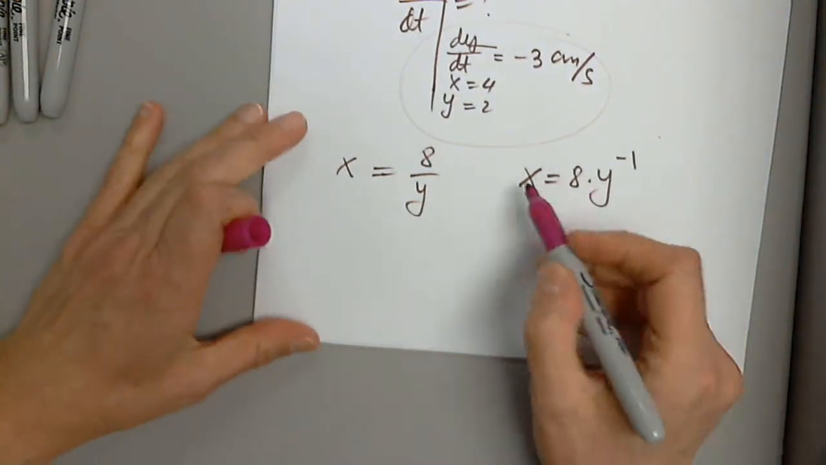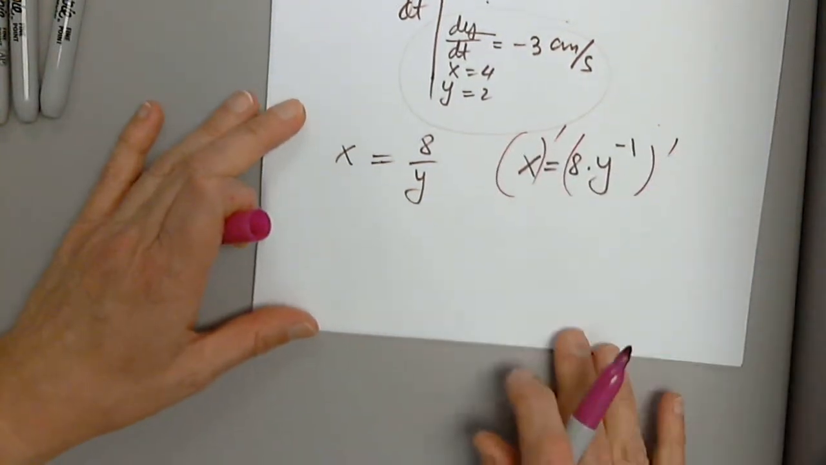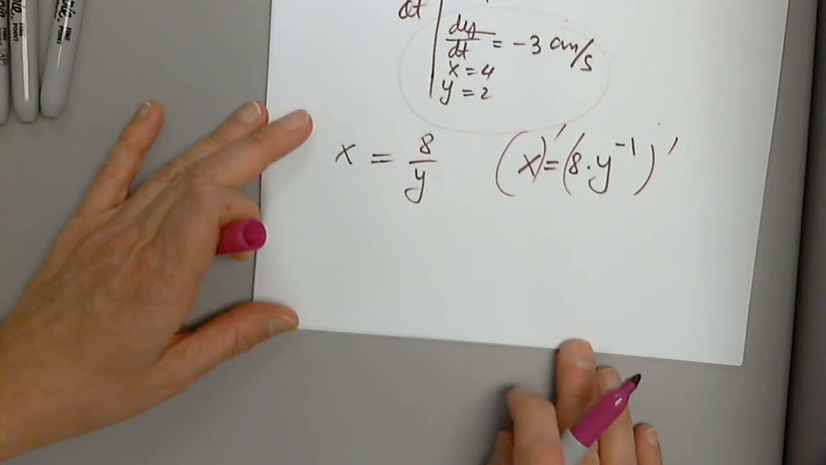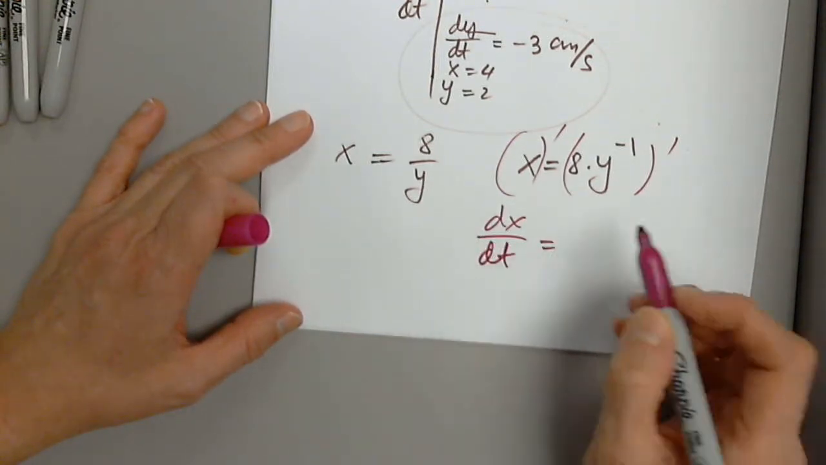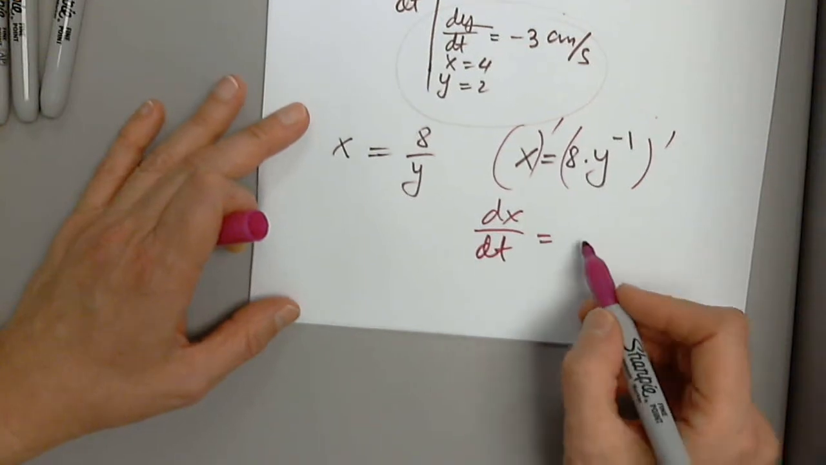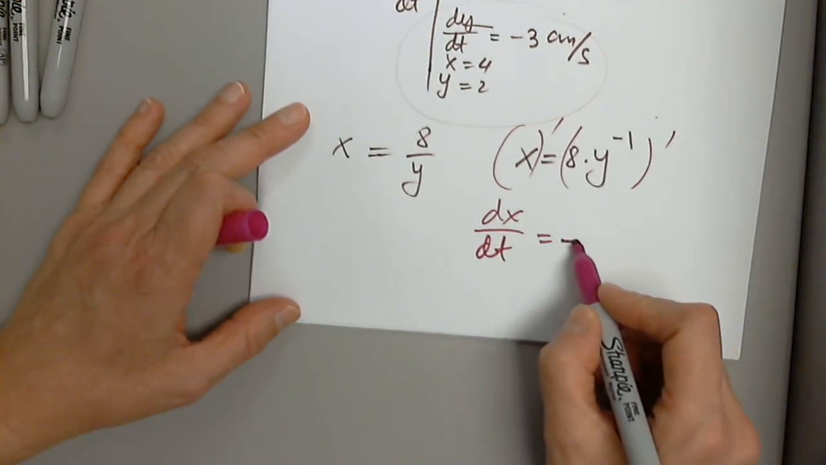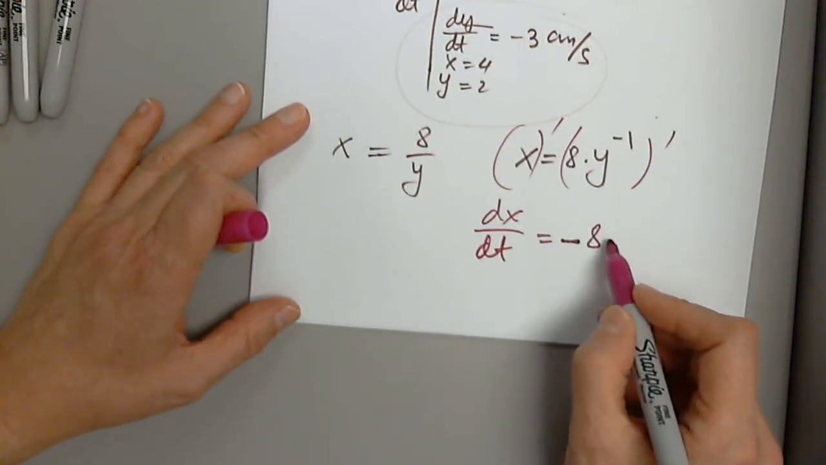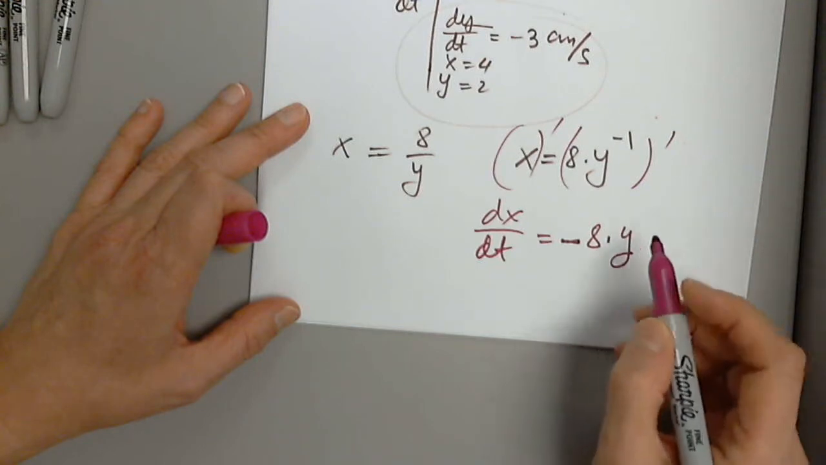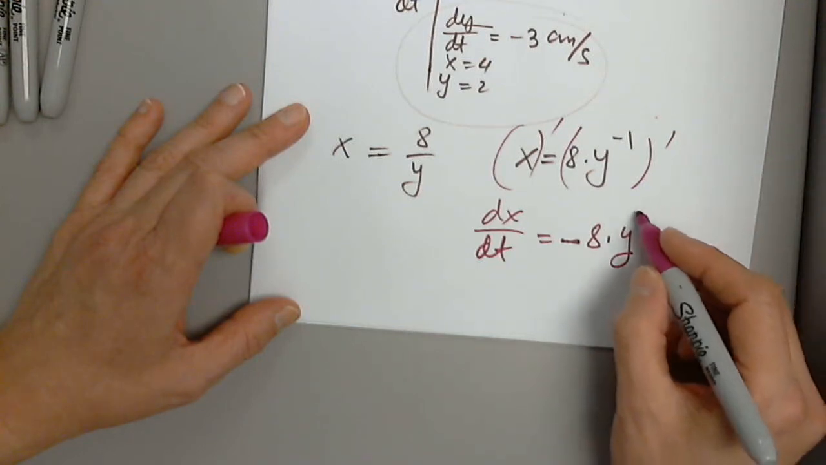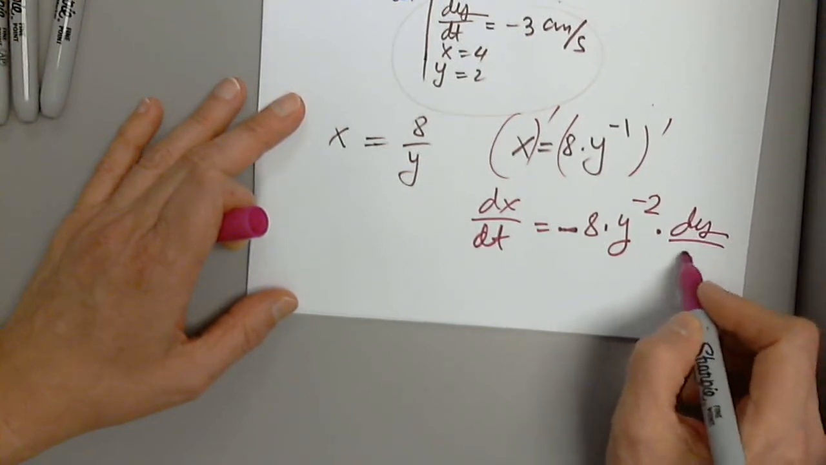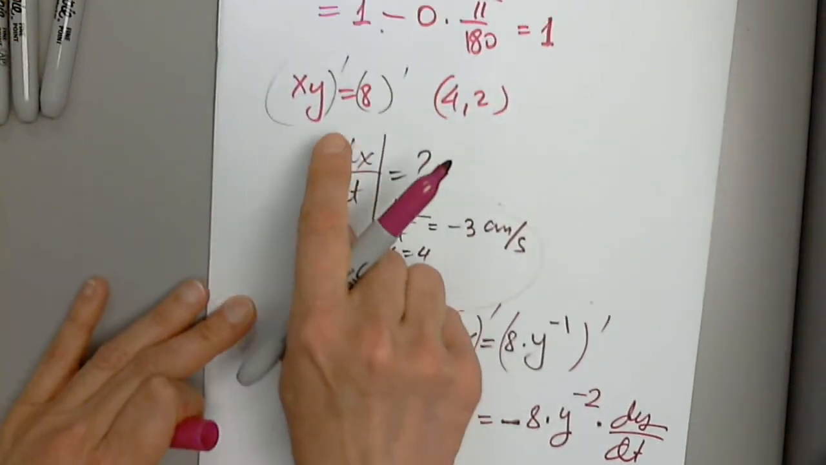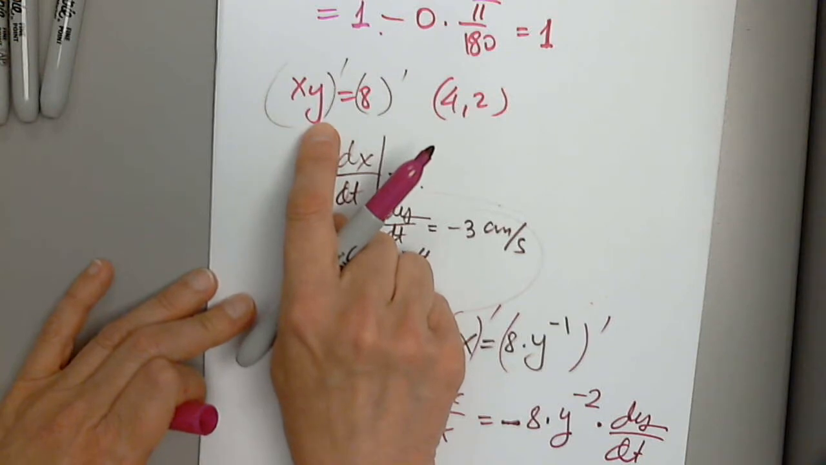Okay, so then we differentiate the left and we differentiate the right. What do we get on the left-hand side? dx over dt. Indeed. What do we get on the right-hand side? Negative 8 times y to negative 2 times dy over dt.